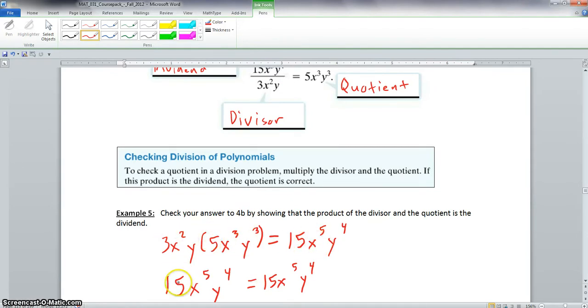So 3 times 5 is 15. X squared times x cubed will give you x to the 5th. Y times y cubed is y to the 4th. And if you notice, both sides are equal to each other, so that is true.